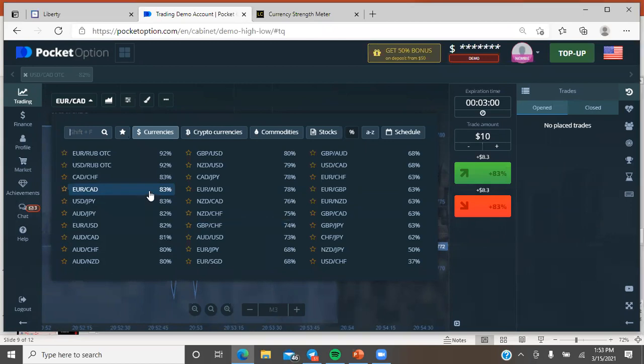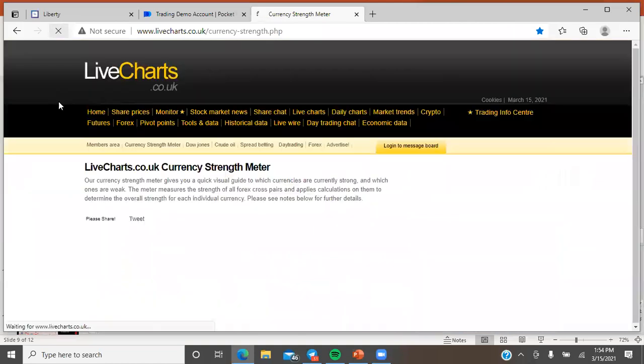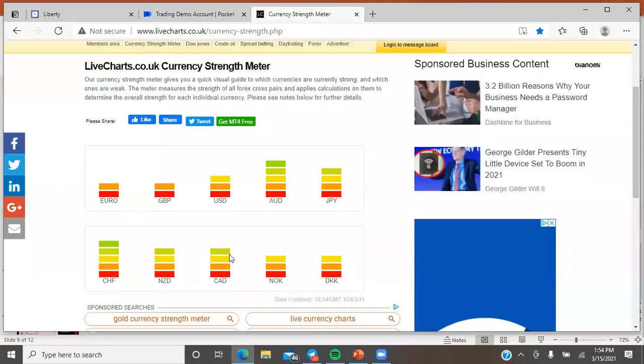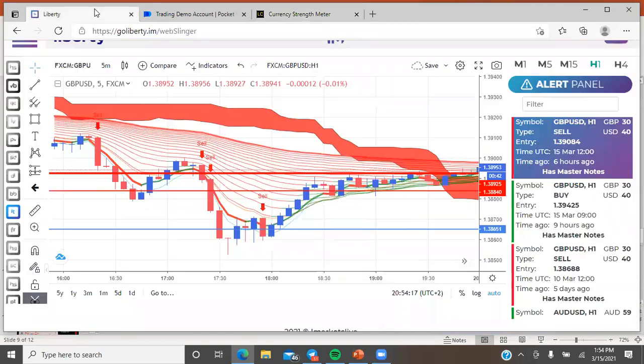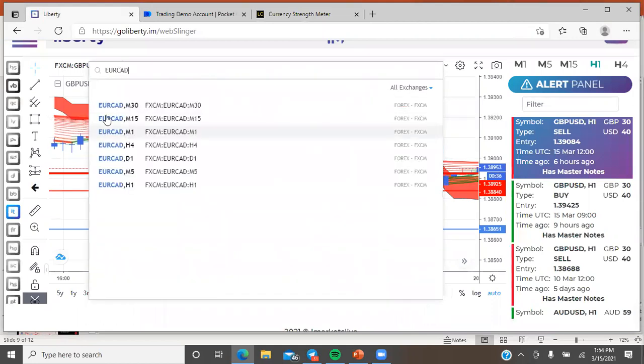So let's just say you're okay because it's at 83, just because. All right, what I'm doing is I'm looking at the currency meter. I'm trying to see what's in my favor, right? I clicked on, if I'm not mistaken, I said Euro JPY. No, EuroCAD. So Euro, the first one, is weak. CAD. This is what I'm looking for, right? So moreover, the pair should be selling, right?